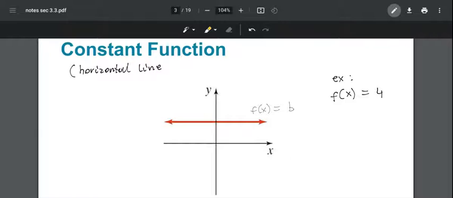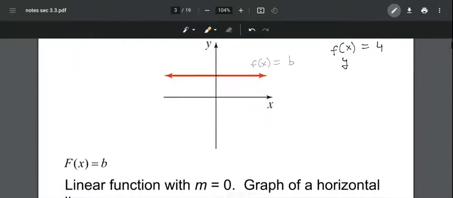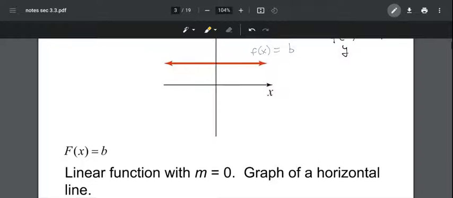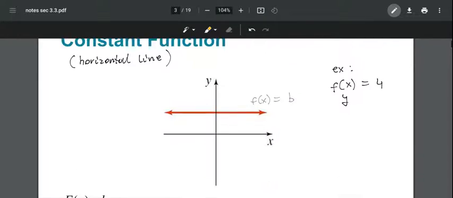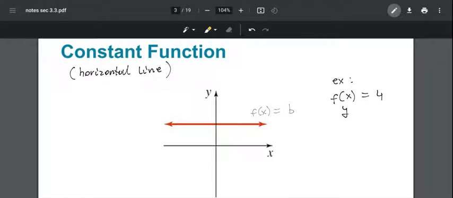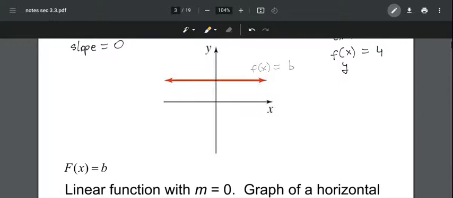f of x equal 4 is the same as y equal 4. So it's a linear function with the slope equal to 0. Just remember that any constant function, horizontal line, always has a slope equal to 0. And of course, it's a linear function.